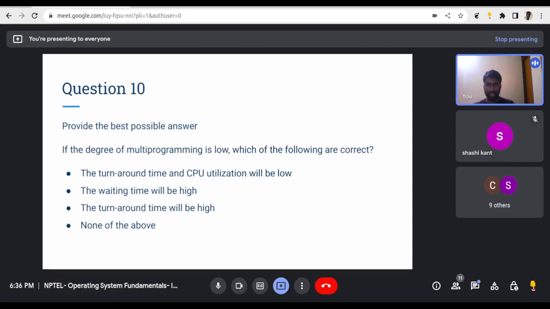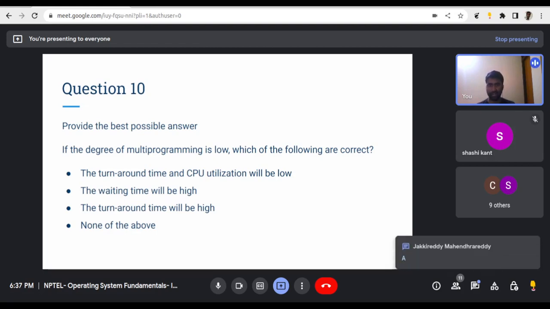Okay. So if the degree of multiprogramming is low, can you tell me which of the following are correct? There can be one correct, there can be multiple correct also. These are related to the CPU scheduling criteria that you have studied, that is the turnaround time, waiting time, things like that. CPU utilization is also a CPU scheduling criterion. So now we have moved on to questions related to scheduling. Which of the following are correct?